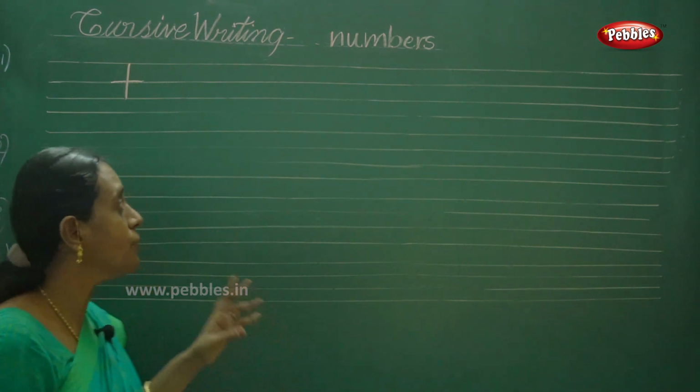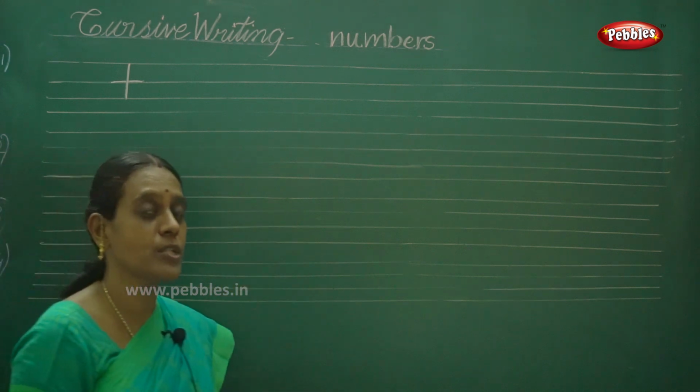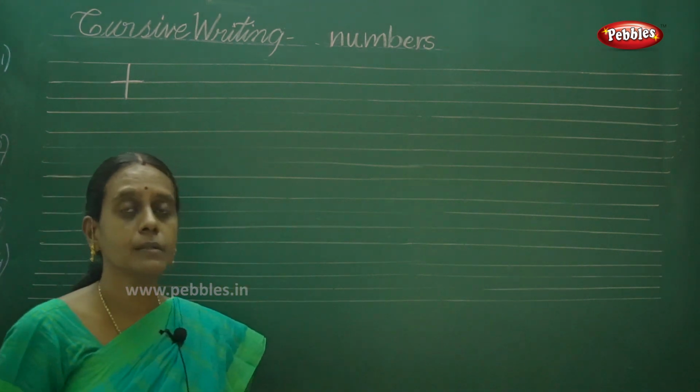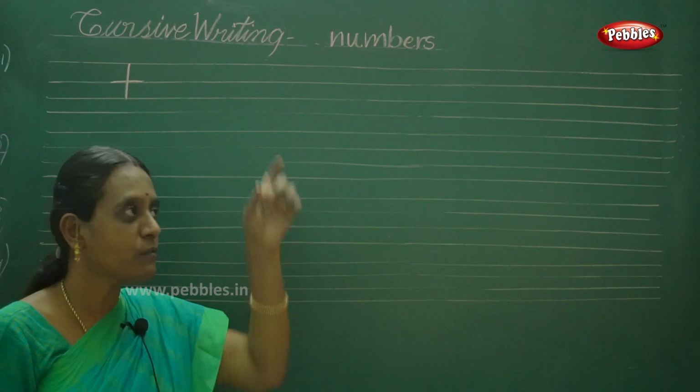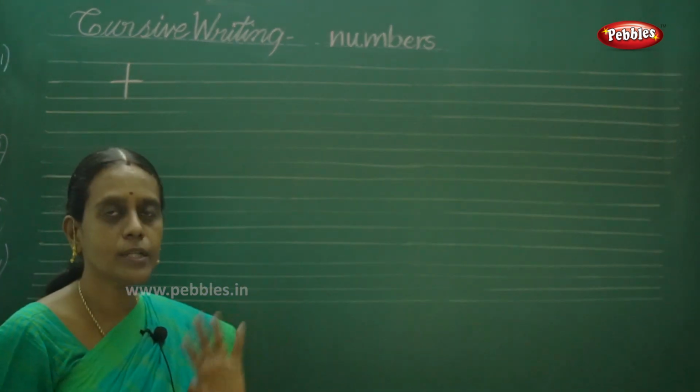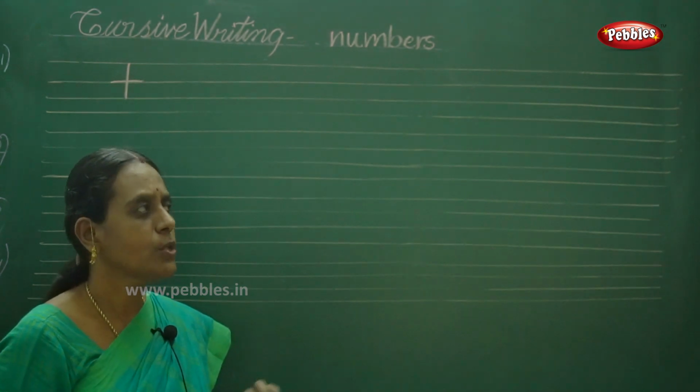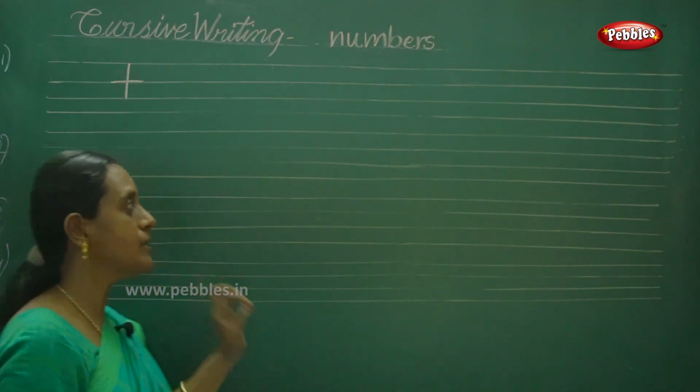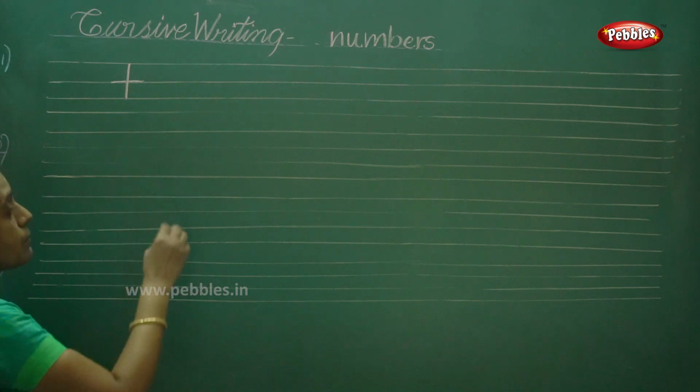Some children are confused between addition and multiplication. While they are writing multiplication tables, some of the symbols are similar to that of addition. So that is not a correct way of writing. So you know it well. First, addition sign. This is also very important.